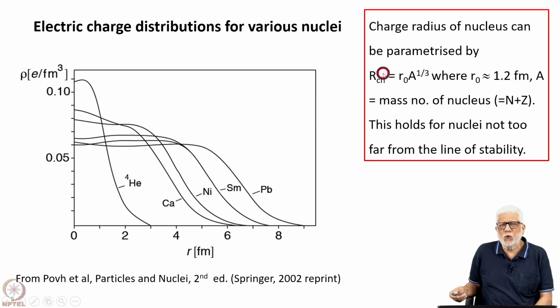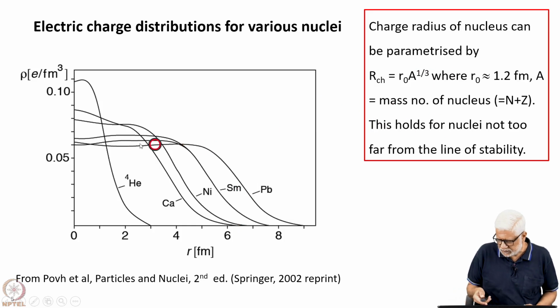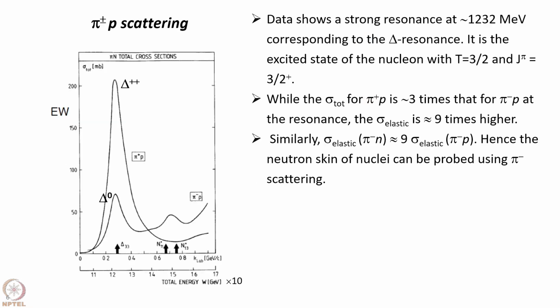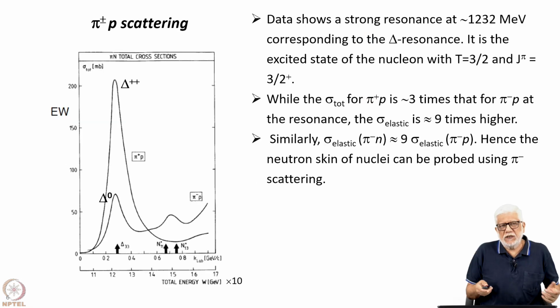This relationship of course holds for nuclei not too far from the line of stability, and we will come to that. So, you can have other probes, as I mentioned there. You can have hadronic probes, the pi plus and pi minus. They are both hadrons, they are mesons of course, and they interact strongly with nucleons.